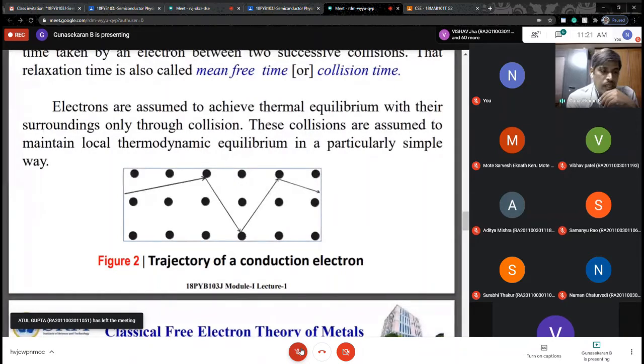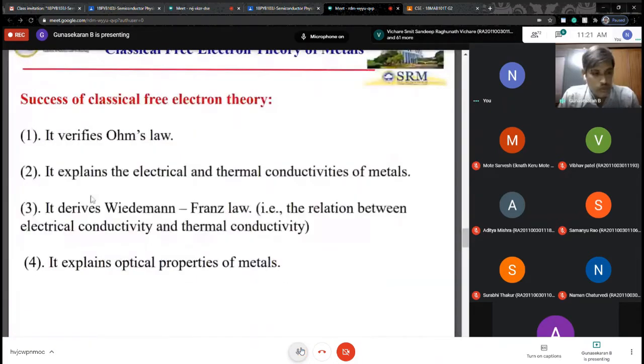What are the successes? It verifies and confirms Ohm's law, and it successfully explained the electrical and the thermal conductivity of metals. I'm telling you especially metals, not others. It gives a good explanation, and it almost agrees with the experimental results.